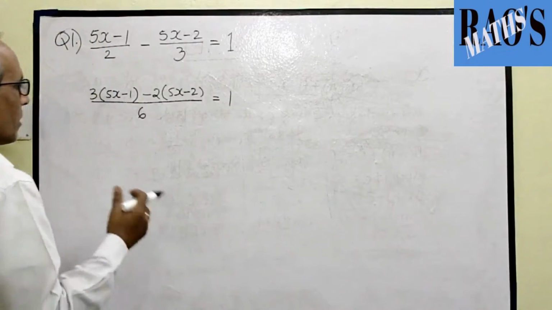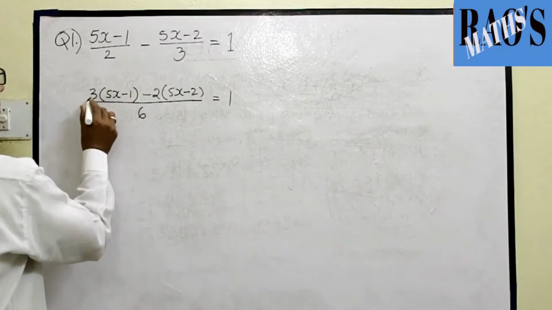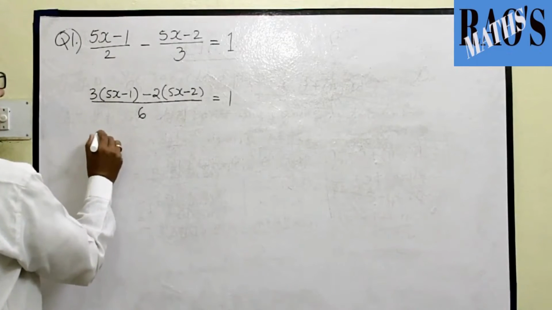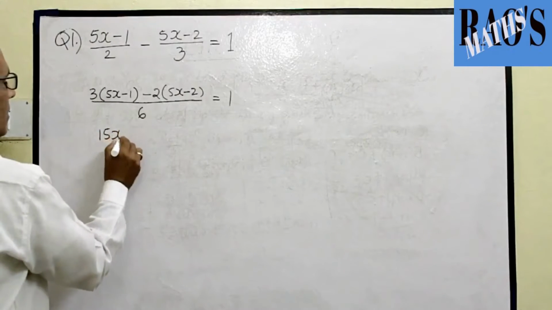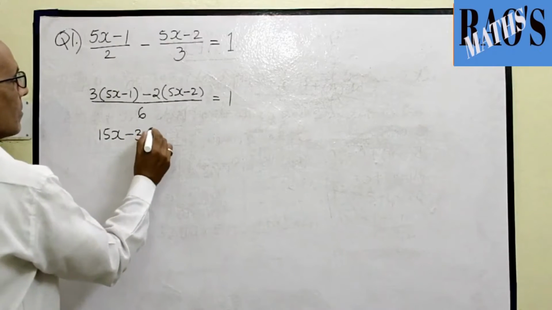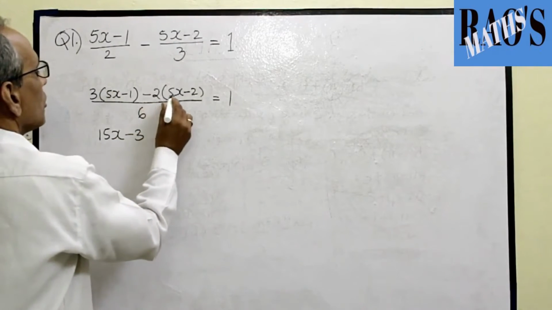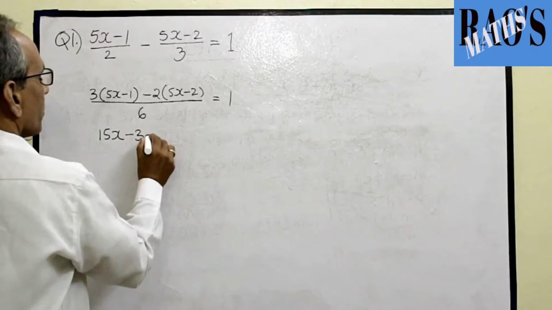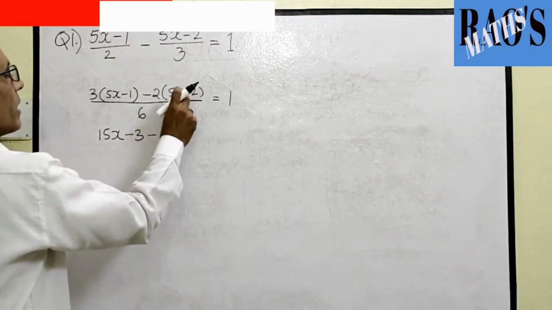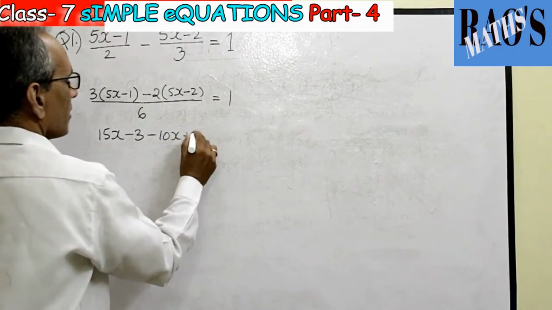Let me remove the brackets. 3 of the binomial, that is 3 fives are 15x plus 3 into minus 1, minus 3, minus 2 into 5x, minus 10x, minus 2 into minus 2, plus 4.